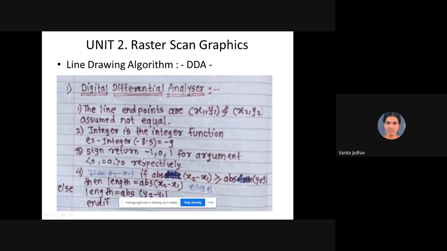This is the first step. Second step: integer is the function. An integer function is used in this algorithm. And what is the purpose of this integer function? Integer of minus 8.5 is equal to minus 9. Listen carefully to understand this concept.